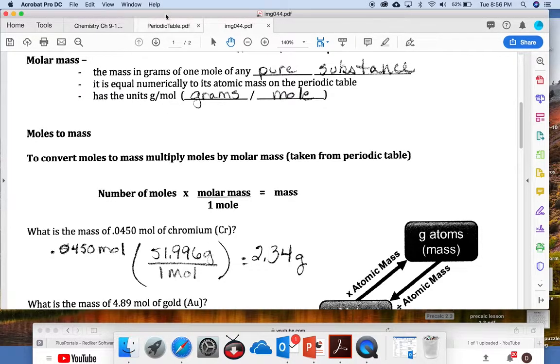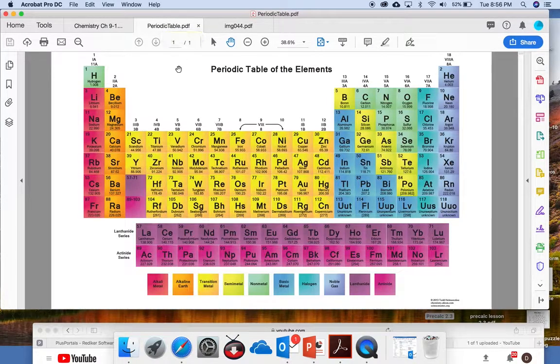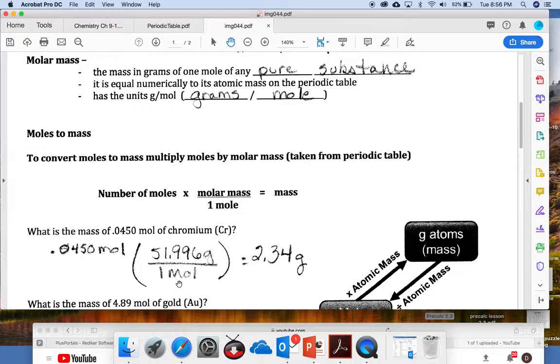So I look on my periodic table, I look for chromium, I see the mass is 51.996, so 1 mole is 51.996 grams. I want my answer to be in grams, I want moles to cancel, so I set up my problem this way. It tells me I need to multiply moles times grams. 0.0450 times 51.996 is 2.34 grams. So 0.0450 moles of chromium is 2.34 grams of chromium.